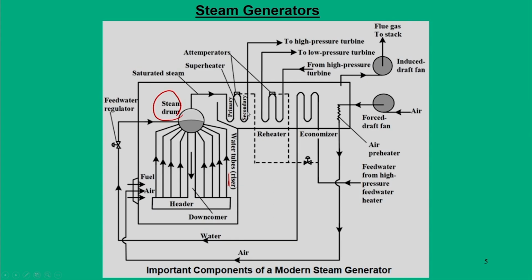We have superheaters, and in some cases we want the steam to be reheated. That means after it comes from the high pressure turbine, it again passes through the low pressure turbine, so some reheating is done. So, there is a reheater, and these are the two major units that operate beyond the saturated dome.